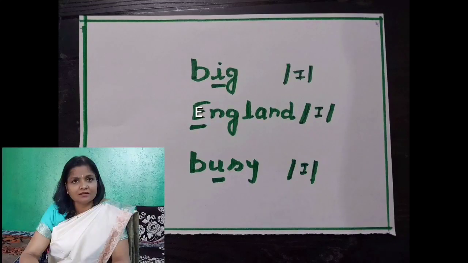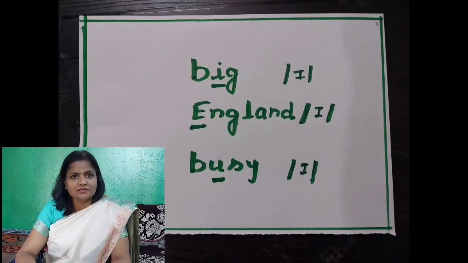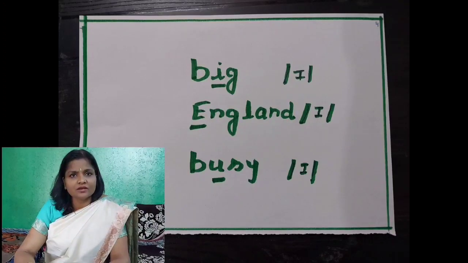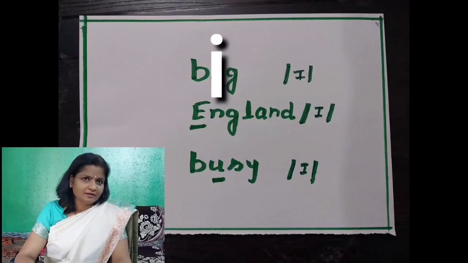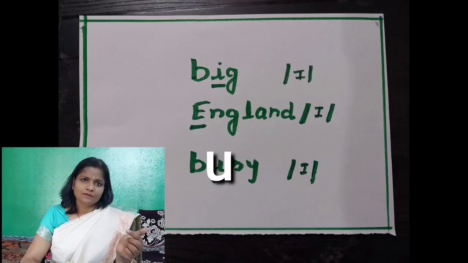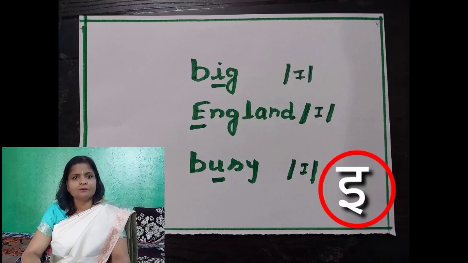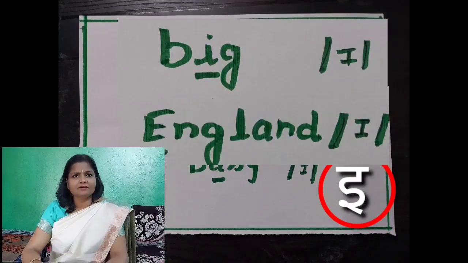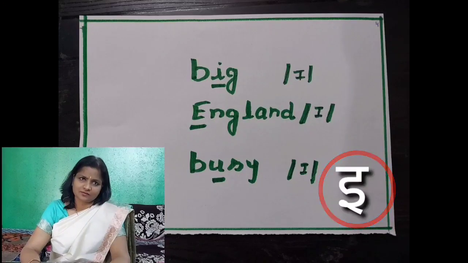We know that the E sound is A. The next word is busy. Busy. The U is having the sound of E. But normally, U sounds A. So all 3 letters are different: I, E and U. But the sound is coming E. Big, England, busy. So different letters are there but having the same sound.